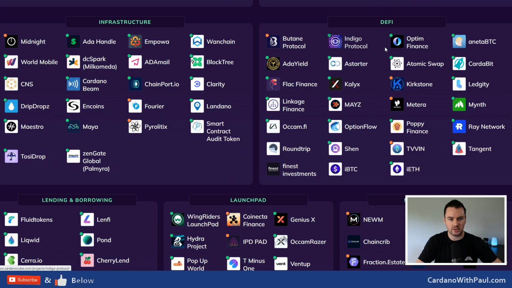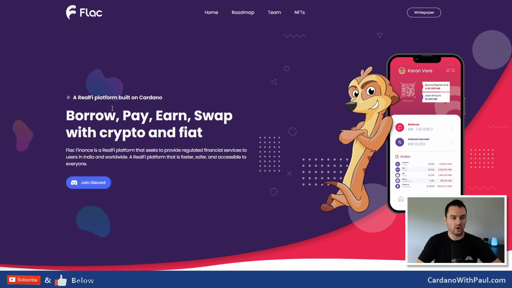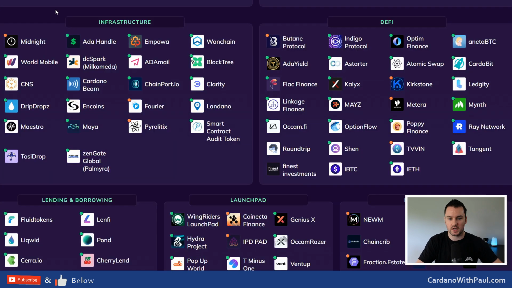I think we covered a lot of the other ones here. So Flack Finance is in the lending and borrowing. So looking more at RealFi, so looking at borrow, pay, earn, and swap with crypto and fiat. Not live on mainnet yet, but again, one to keep an eye on. I don't think they are that far away.